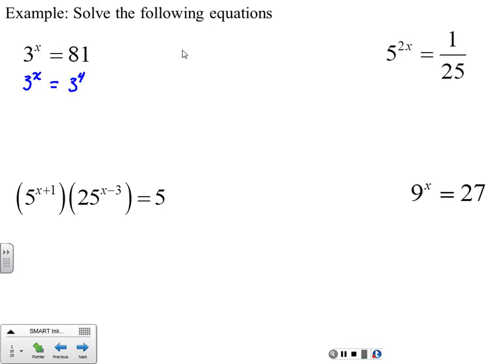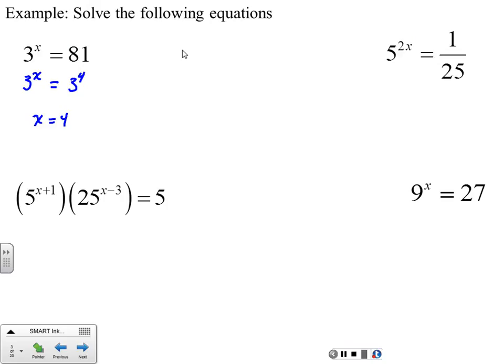So now that I have both bases the same, all I have to do is take my exponents, set them equal to each other, and you know the answer to the problem. X is equal to 4. Now, like I said, that was a very basic problem, but do you understand the concept? Get your bases on both sides the same. Simplify if needed, and then set your exponents equal to each other and solve.